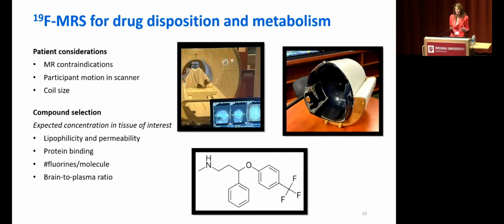When thinking about whether or not this would fit within your own clinical trial, some things to consider are that if you have a patient population or a patient that would have other contraindications to getting an MRI, they can't get this, of course, right? So all of those MRI contraindications hold true. Those are things like MR incompatible metal in the body that can't be removed.